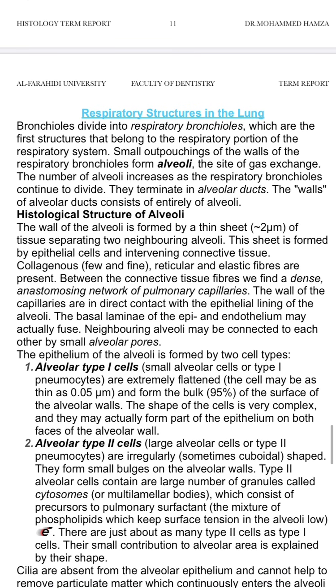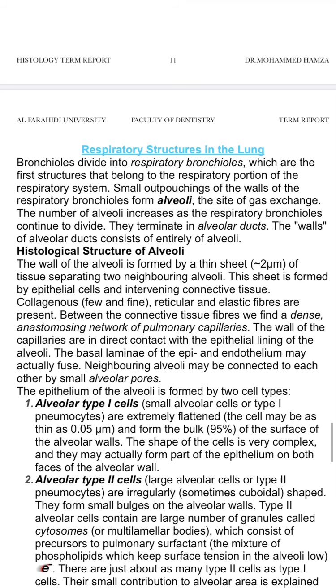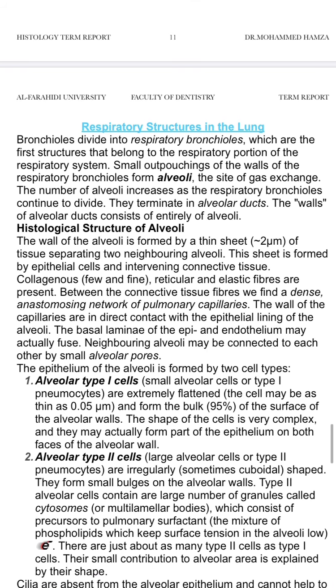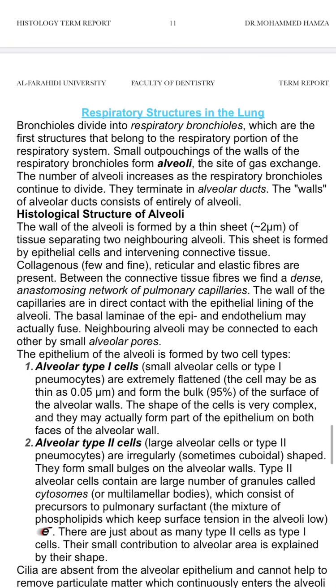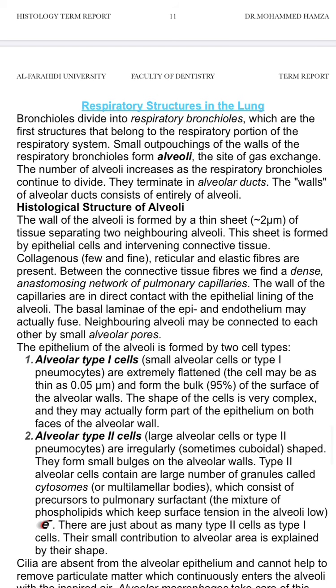Now we move into the respiratory structures in the lungs. The bronchi divide into the bronchioles, and the bronchioles divide into respiratory bronchioles, which are the first structures that belong to the respiratory portion of the respiratory system. Small outpunchings of the wall of the respiratory bronchioles form the alveoli, the site of gas exchange, and the number of alveoli increases as the respiratory bronchioles continue to divide. They terminate in alveolar ducts. The walls of the alveolar ducts consist entirely of alveoli.